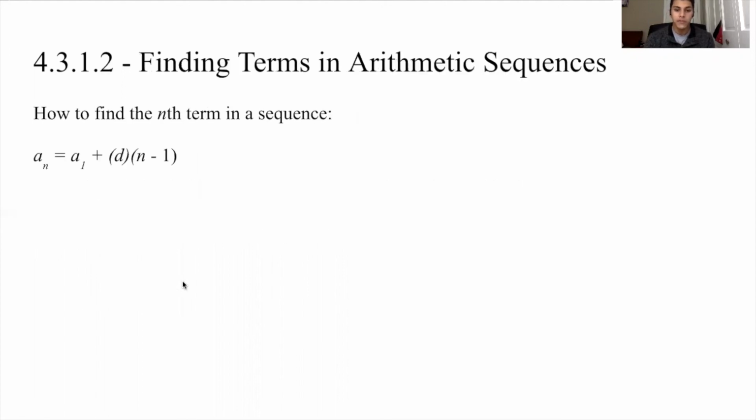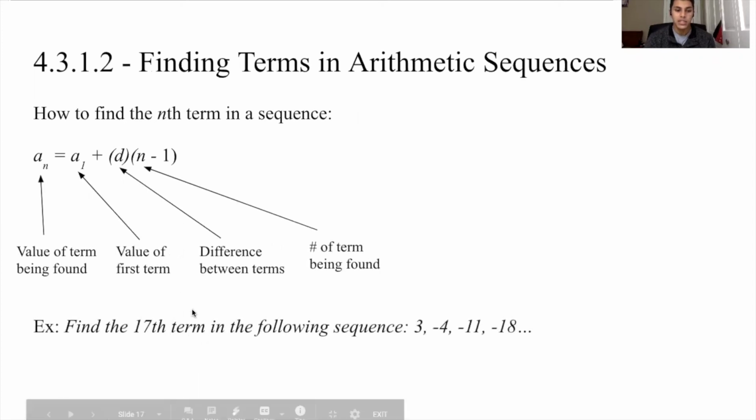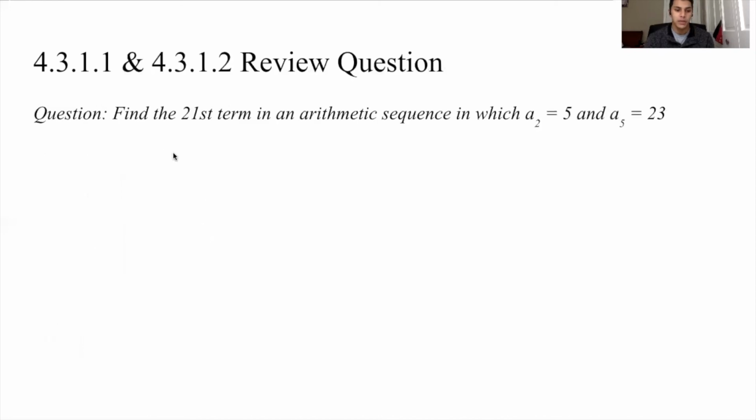Then we talked about finding the value of a term in an arithmetic sequence. To find the nth term in an arithmetic sequence, the formula is here. And then we labeled what these different values meant, just as a reminder. Then we did this practice question and explained why this formula works, where we found the value of the first term plus how many times you'd have to subtract or add that difference, which is d times n minus 1. Then we did a review question where the 21st term in an arithmetic sequence where a2 is 5 and a5 was 23 was equal to 119.